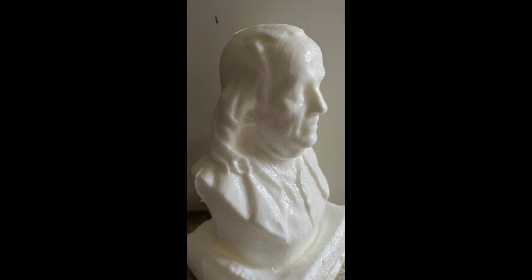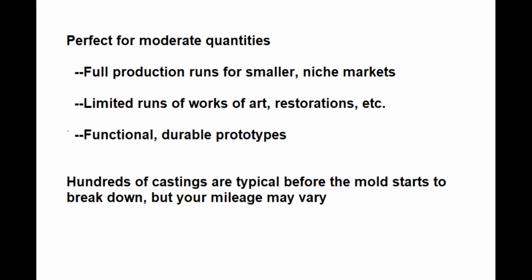Now you can do this for artistic pieces, engineering prototypes, small production runs, restoration work, really a wide variety of things. This is a great approach if you're sort of in the middle in terms of scale. Generally, if you only need one or two of an object, you would just want to 3D print it. And if you need 10,000, then you would want to make a metal mold and do injection molding. But if you're in between, these types of molds are an excellent choice.